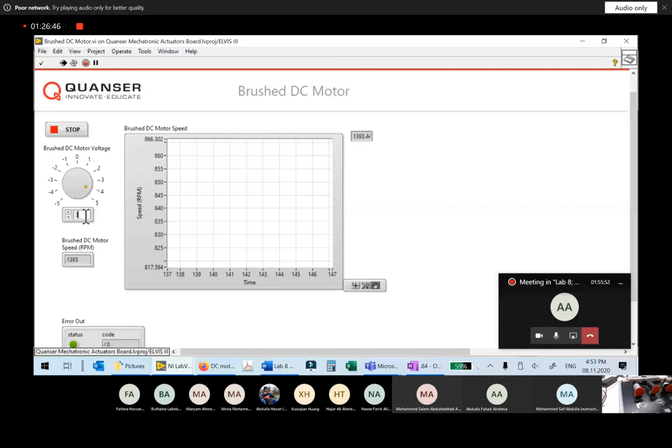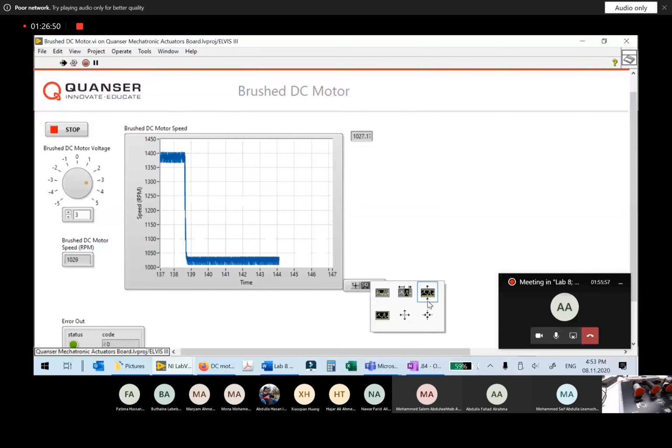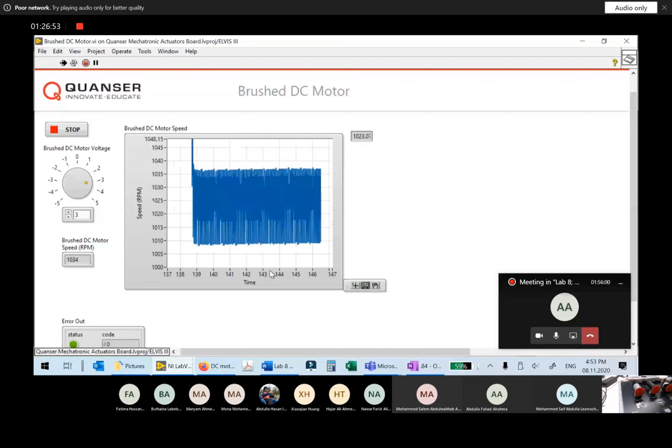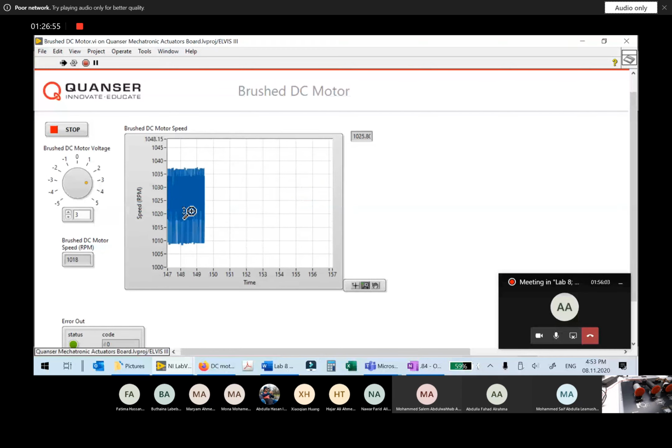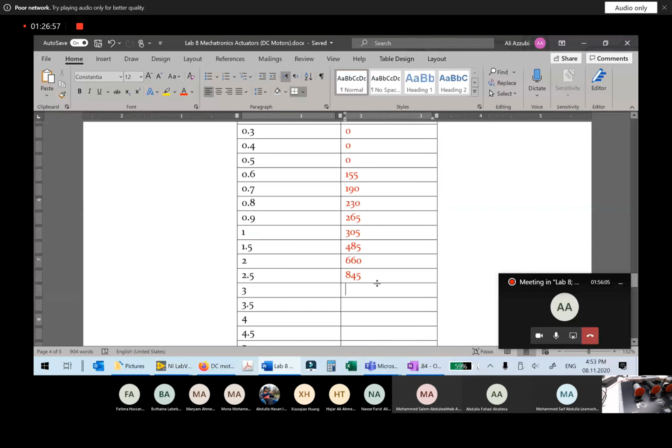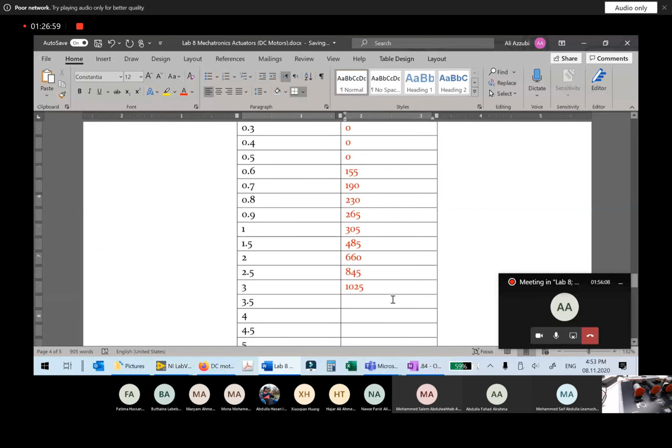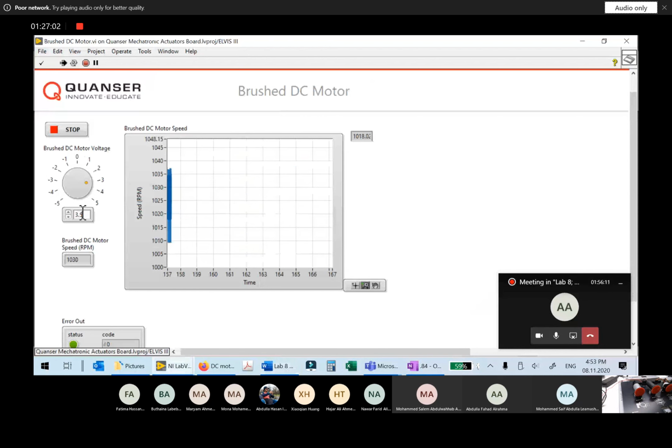Then a 4 volt, and I should put 3 volts. So this is 1025. 1025. 3.5.